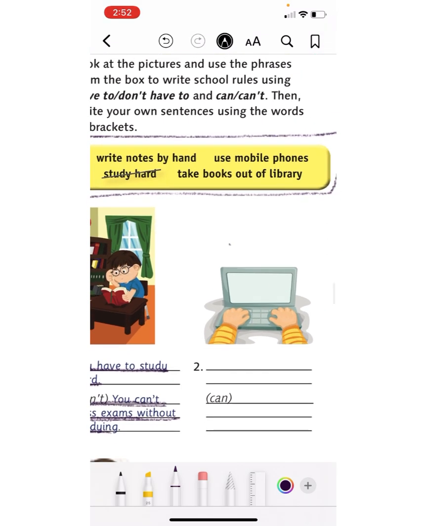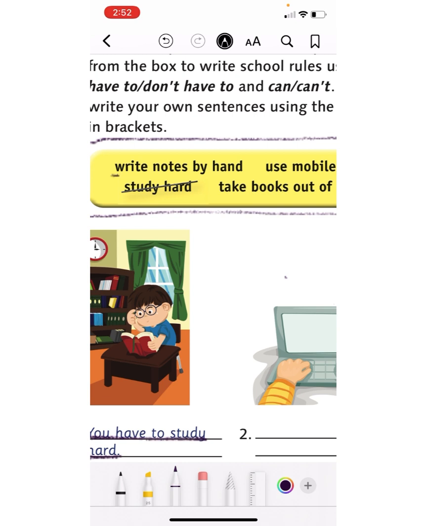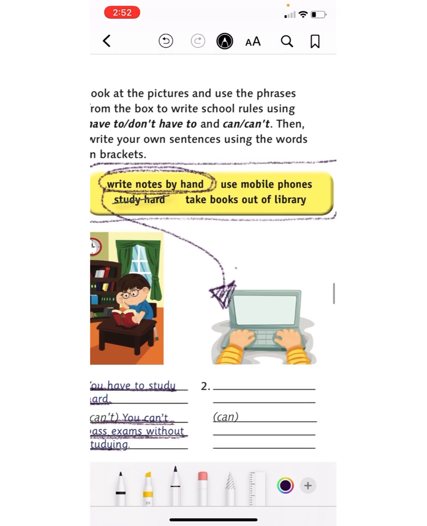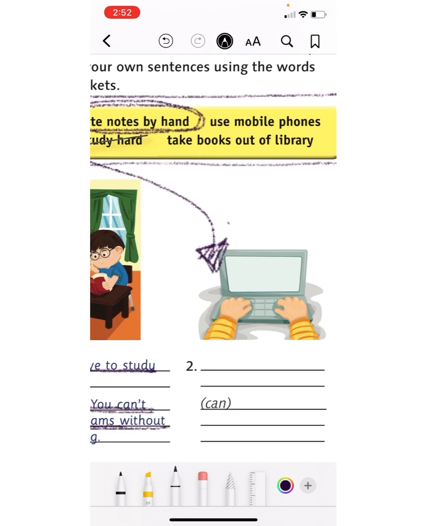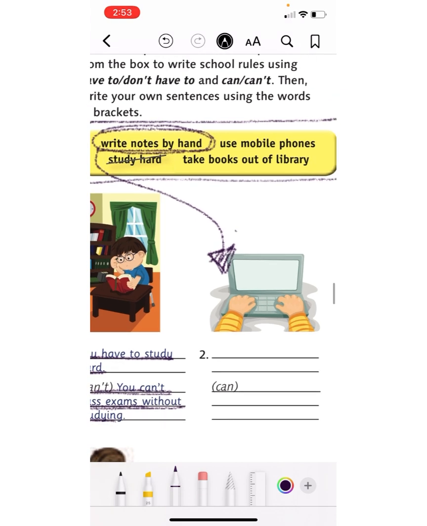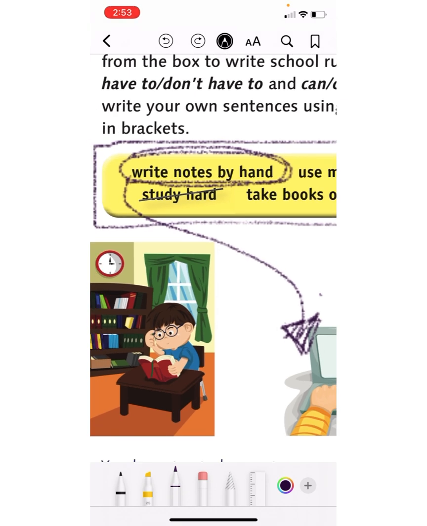طيب. Number 2. Look at the box. We have to use from the box write notes by hands. شايفين هاي write notes by hands يعني كتابة الملاحظات باليد. بدنا نستخدمها مع هاي الصورة. Who can do it? بدي أحكي له إنه أنت مش ضروري تكتب notes بإيدك. You إيش? You can use. Excellent. يلا let's say it. You حكينا don't have to بتيجي مع can. لما نشوف can يعني لازم نستخدم معها don't have to. لا يجب عليك. يلا. You don't have to write notes by hand.